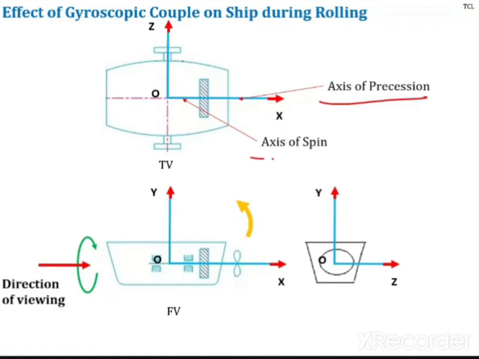Axis of precession and axis of spin are the same, that is OX. Means what? Axis of precession OX is parallel to the axis of spin. So I can say that the axis of spin is parallel to the axis of precession. Clear? The axis of precession and axis of spin are parallel to each other because it is one and the same, that is OX. Because the ship is rolling about the x-axis and similarly it is precessing about the same axis. So they are parallel to each other, they are not perpendicular to each other, and that is why we are not getting the effect.